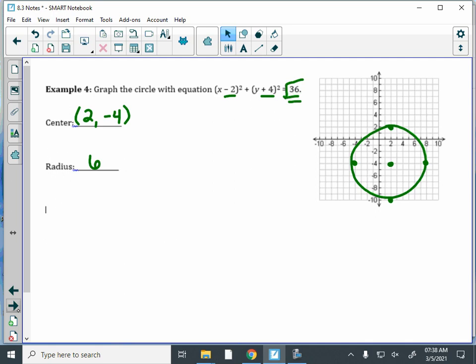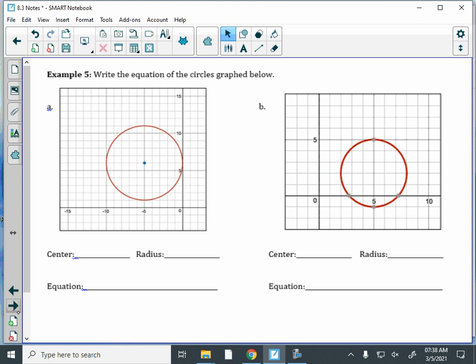The next example, example 5, we're going backwards. We have it graphed, and we want to write the equation. Okay? You can notice in A, sometimes they give us the center, where in B, they don't give us the center. And we'll talk about what to do if they don't give us the center in a second. So again, to write the equation of a circle, we need to know what's the center and what's the radius. We need to know those 2 things to write an equation. We need to know those 2 things to graph it.